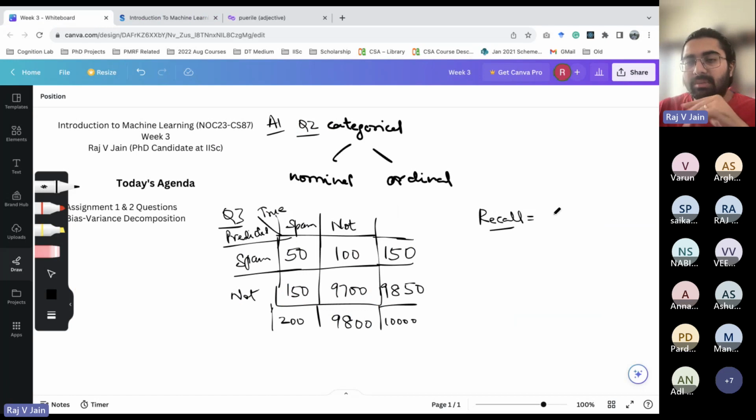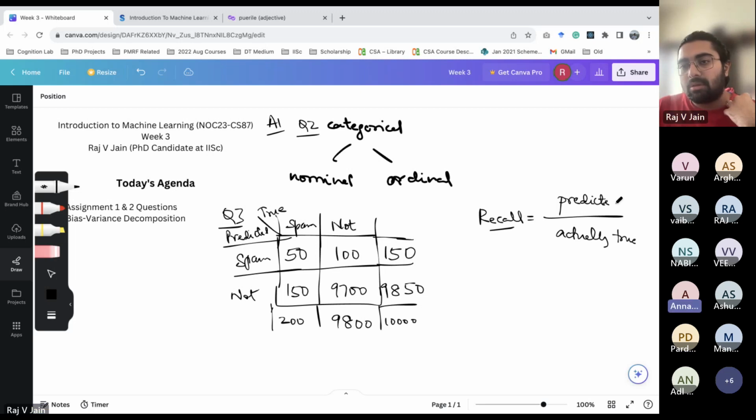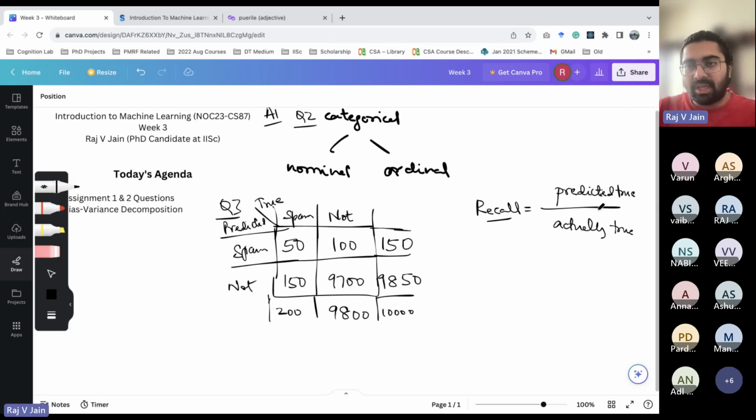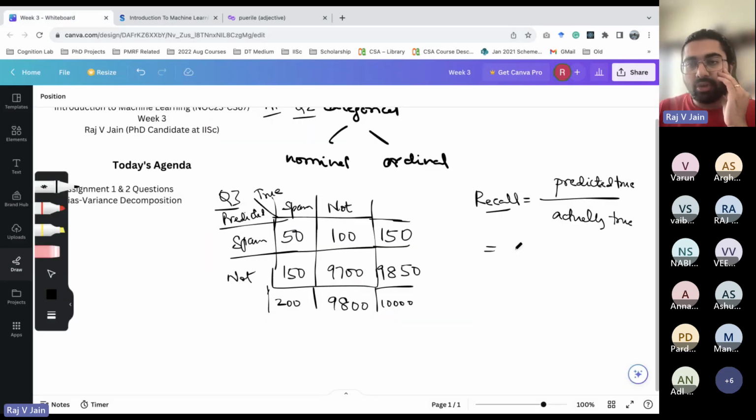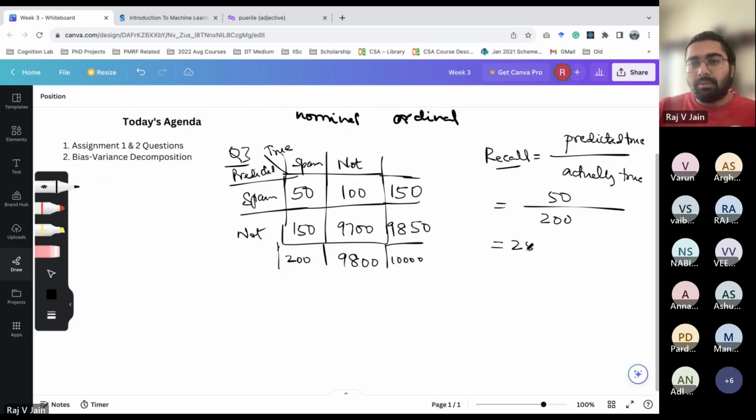Basically, the word recall itself can help you understand what recall means. Recall means, are you able to get the facts back, right? So out of actually true, how many were predicted true? Here we are talking about a spam detection system, so for us, spam is the big concern. How many are actually spam? 200, right? Among them, how many are predicted spam? That is 50. So this becomes 25%.